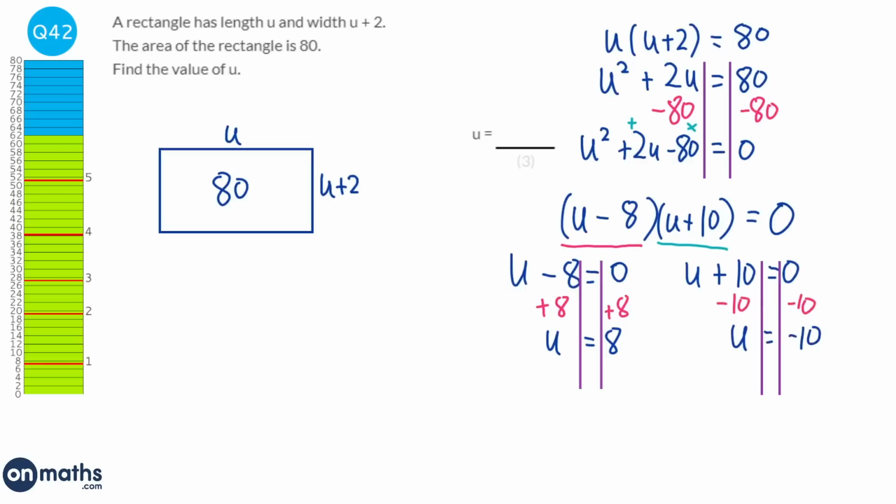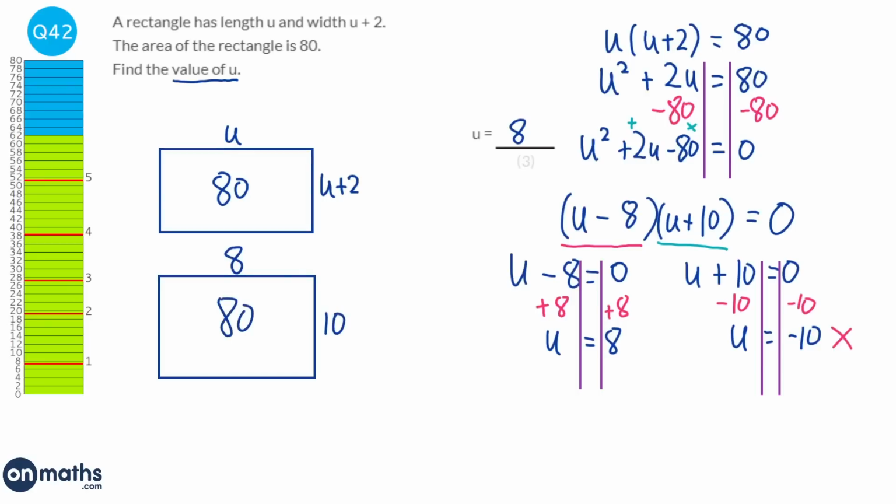Now it might get confusing because it says find the value of u, but a length needs to be positive. So this minus 10 is not the correct answer. Our correct answer will be 8. And we can actually check this, because if I fill in the value of 8, so we can have 8 at the top here, and 8 plus 2, which is 10. 8 times 10 is 80. So we know that we've got the right answer.